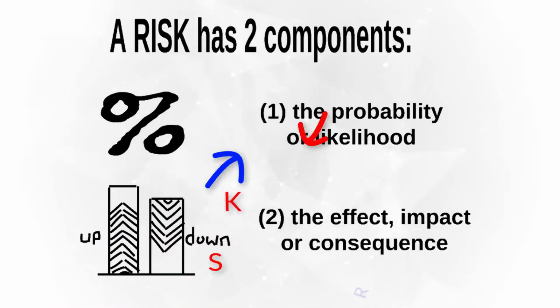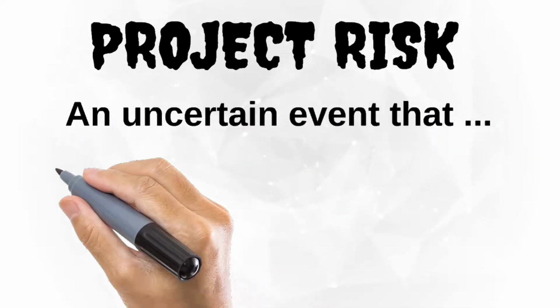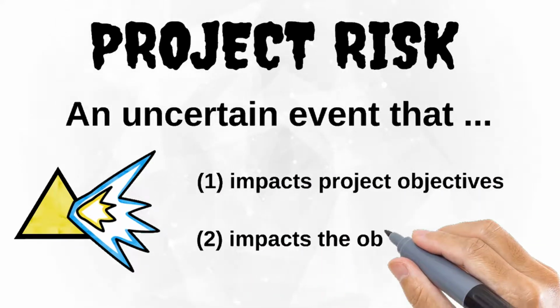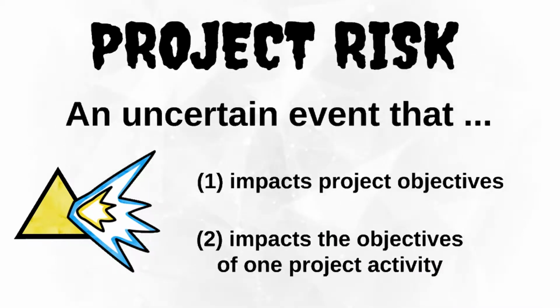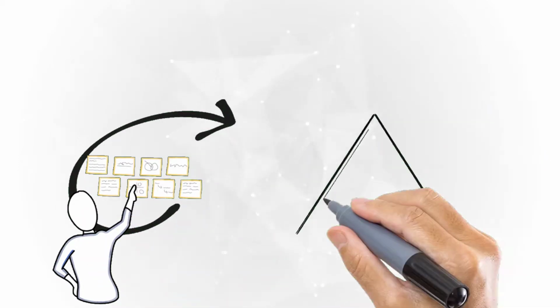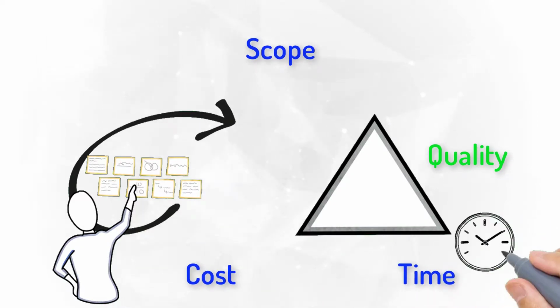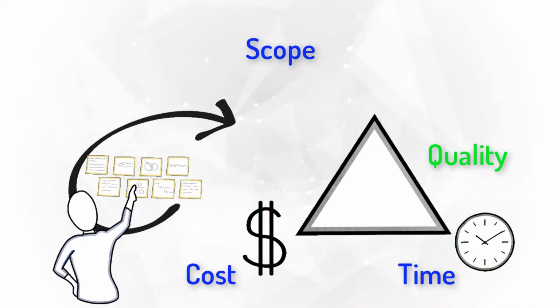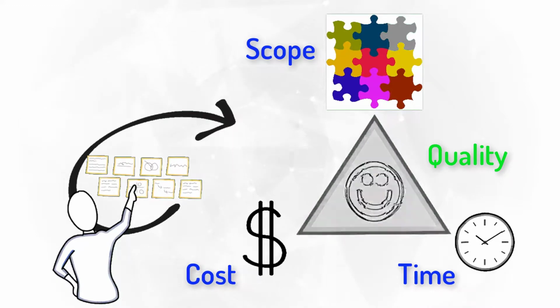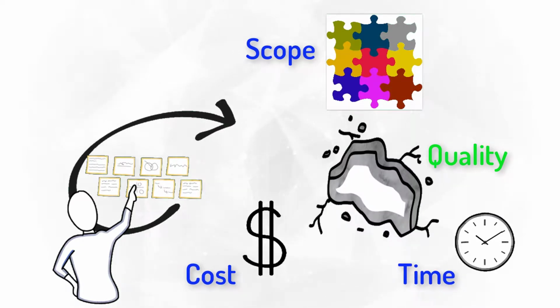To consolidate the two concepts presented so far, we can say a project risk is an uncertain event that impacts project objectives or impacts the objective of one project activity, work package, deliverable, or the whole project. I know this concept is still a little bit vague. The word objective should be understood under the triple project constraints: scope, time, cost, plus quality. Any uncertain event that may crack down an activity outcome regarding time, cost, scope, and quality should be listed as a risk of the project.